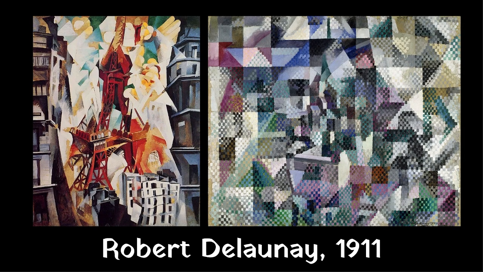Robert Delaunay, here on the left he's painting the Eiffel Tower, but on the right, I can't even really tell that those were supposed to be buildings. It just looks like a bunch of angles and shapes and lines, right? So Cubism, although it happens at the same time as Fauvism, it allows for just shapes and colors, which barely look like anything realistic at all.